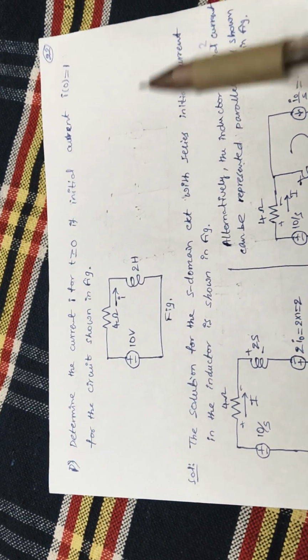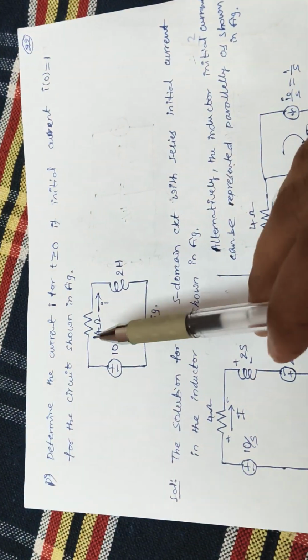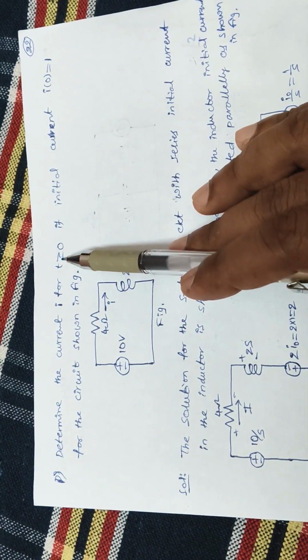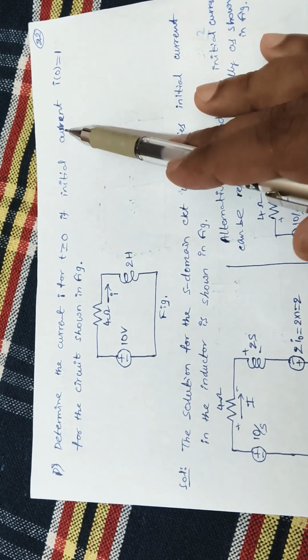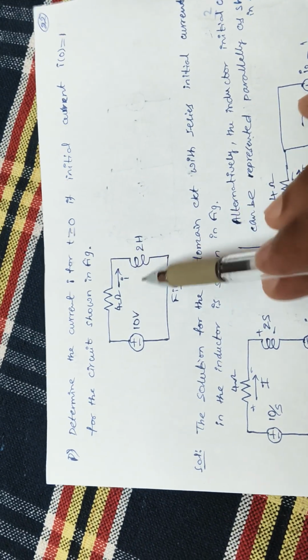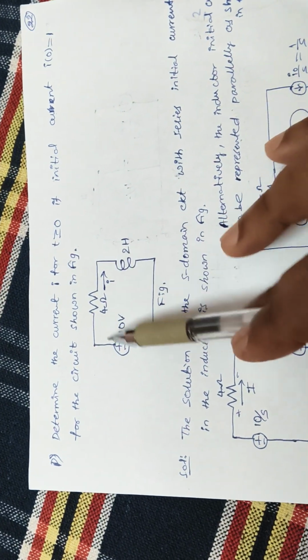Hi everyone. We'll see another problem in the Laplace transform applications. Determine the current I for t greater than or equal to 0 if the initial current I of 0 is equal to 1 for the circuit shown in the figure. So this is your time domain circuit.